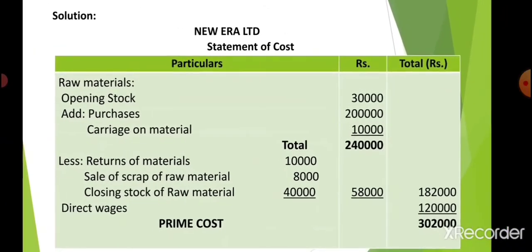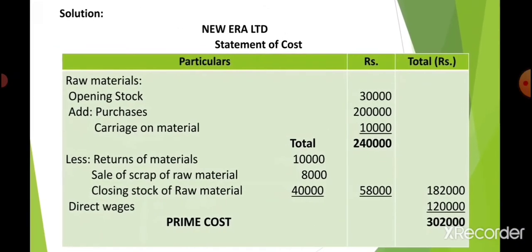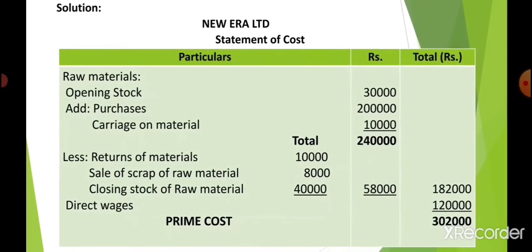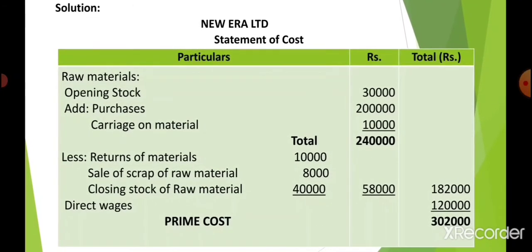Next we will solve the problem. So we have only 3 columns here. There is no need to write a column for units because there are no number of units given. So New Era Limited is the company name, statement of cost. Next we will write down the particulars, and then one inner column will be taken, because the details of the overheads and expenses are given, and next is the total column.